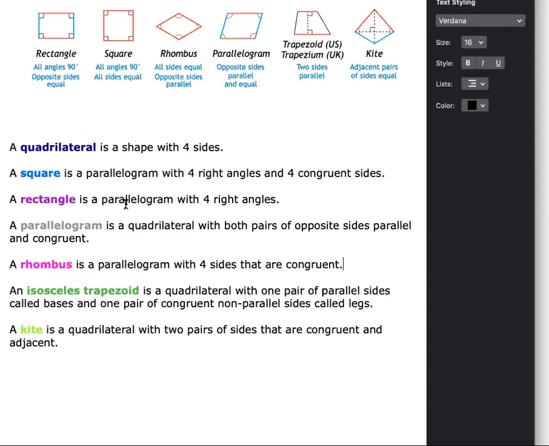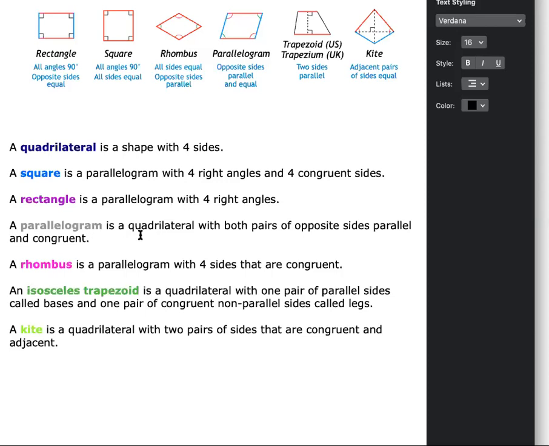A rectangle is a parallelogram with four right angles. So look at the first image on the top. You have the 90-degree angles in all four corners. And then you have the red lined up with the red on the top. Top and bottom are parallel and congruent. And then we have the two other sides, the two blue sides.